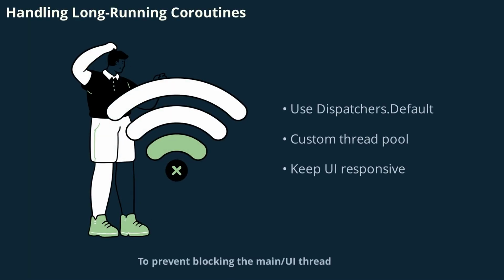To prevent blocking the main UI thread, long-running coroutines should be executed on a thread other than the main thread. You can use Dispatchers.Default or create a custom thread pool with newFixedThreadPoolContext. This ensures your app remains responsive during intensive operations.